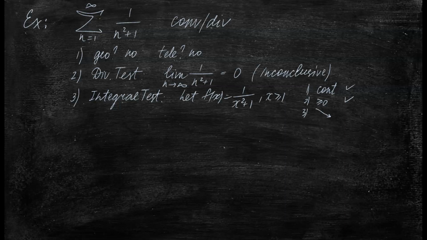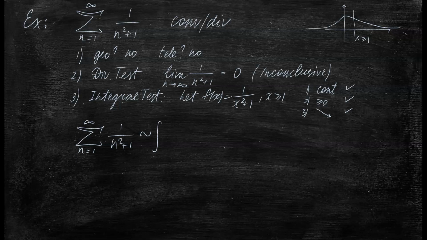And is this function decreasing? If you graph this function, you'll be able to see that the graph of it looks like this. So if you restrict the domain for only values of x that are greater than or equal to 1, you'll see that it is always decreasing. So we're also going to check this. And what does that mean? That means we can run the integral test, and our series will behave exactly the same way as this integral.